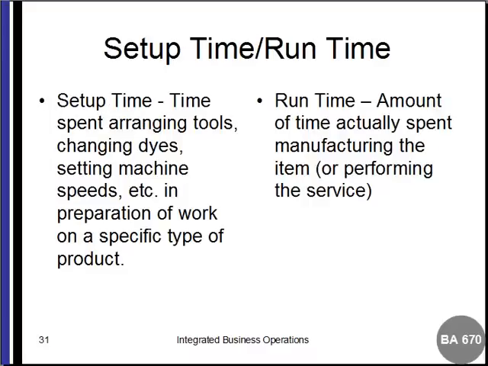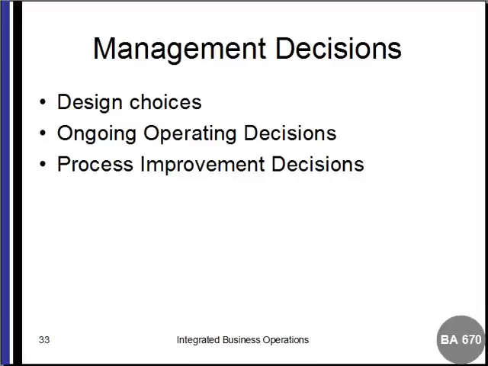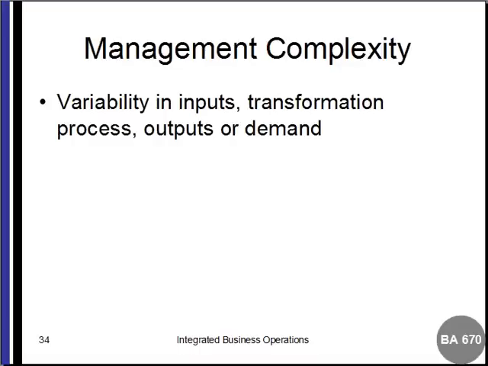Setup time refers to the time spent arranging tools, changing dies, setting machine speeds, etc. in preparation of work on a specific type of product. Runtime refers to the amount of time actually spent manufacturing the item or performing the service. Direct labor content refers to the actual amount of work contained in the product. Management decisions include design choices, ongoing operating decisions, and process improvement decisions. And management complexity involves the variability in outputs, transformation process, outputs, and demand.